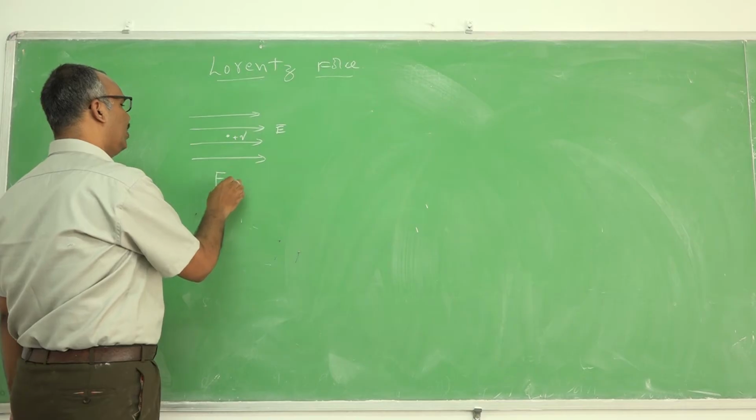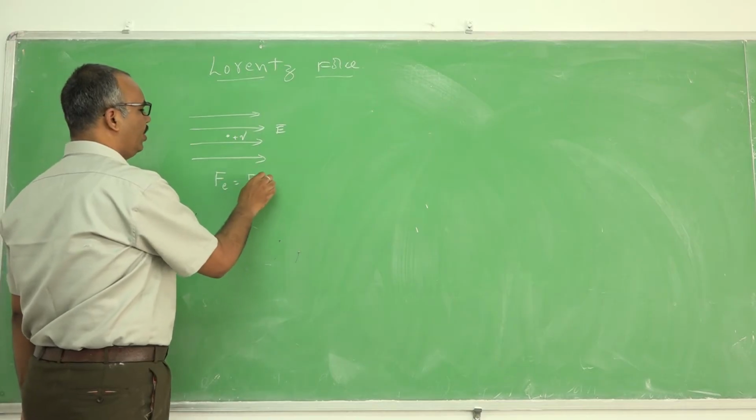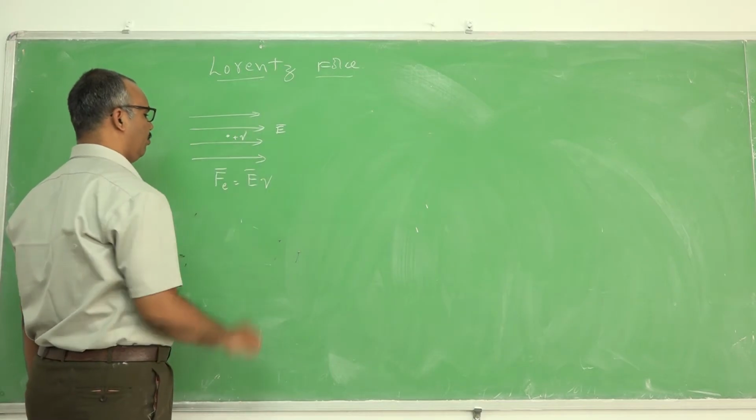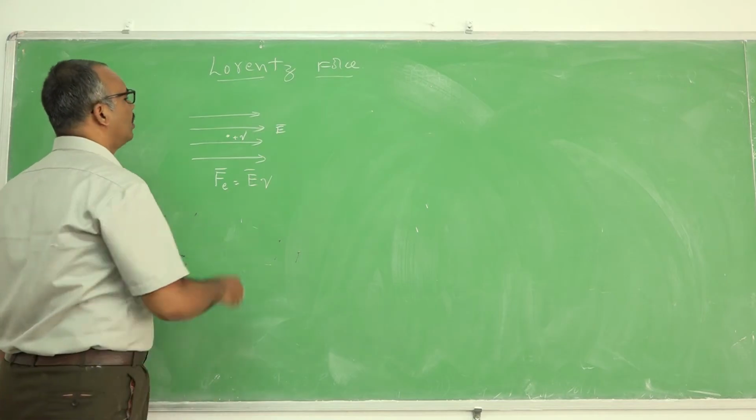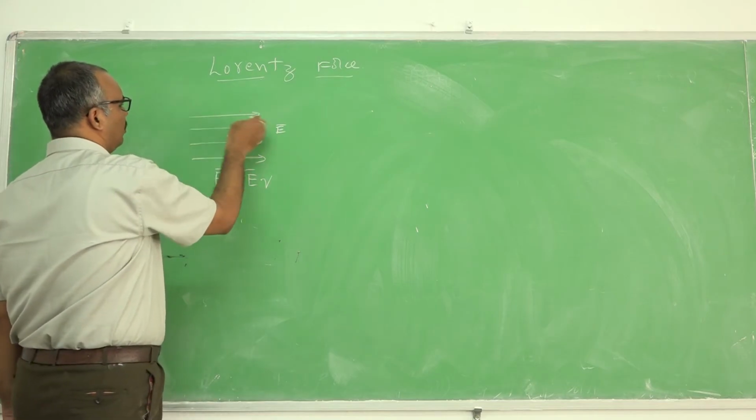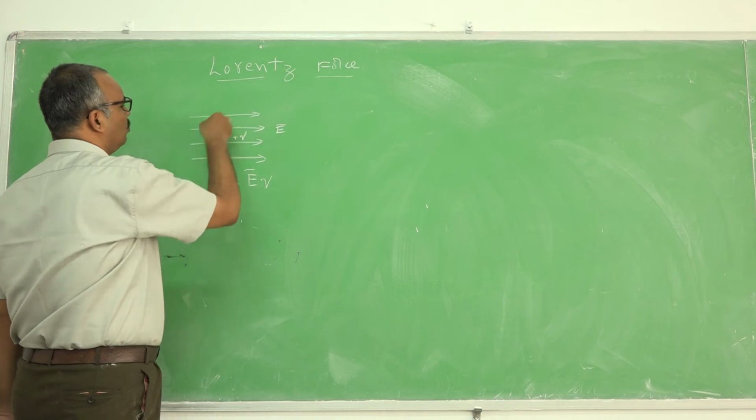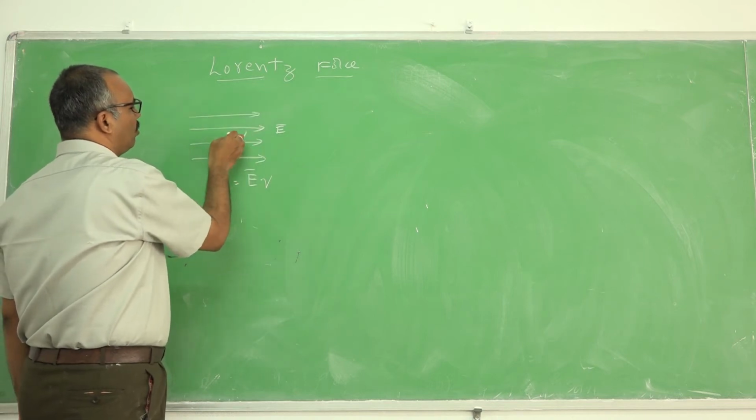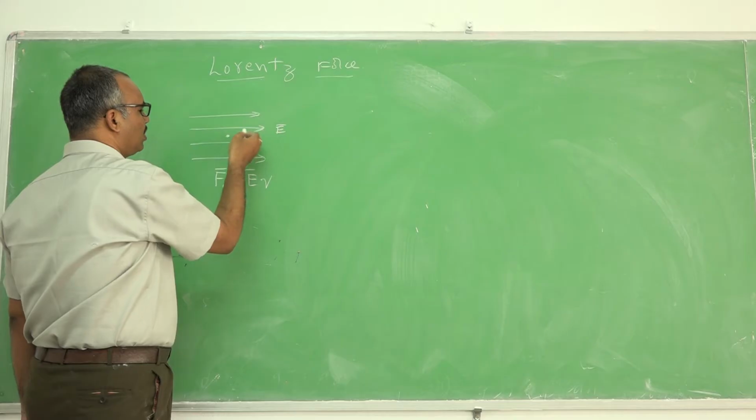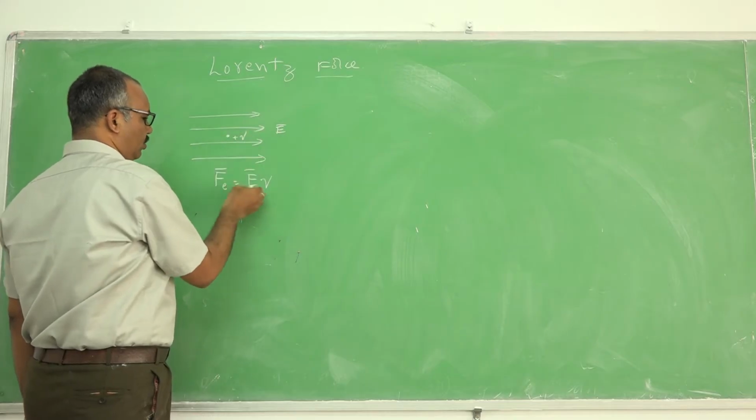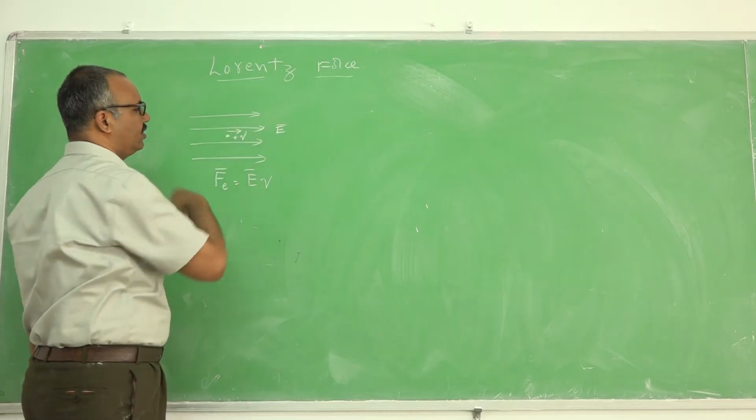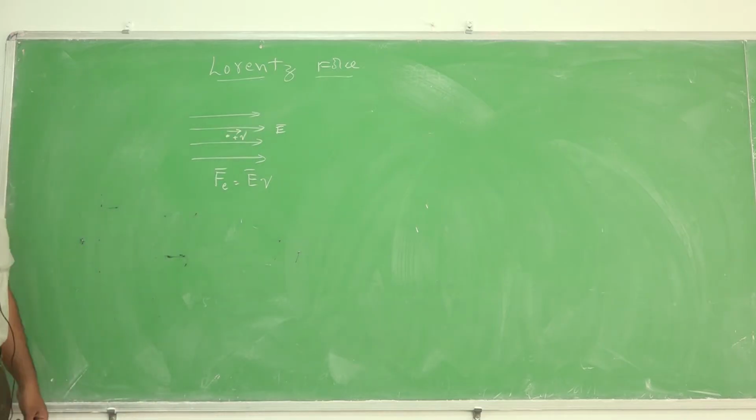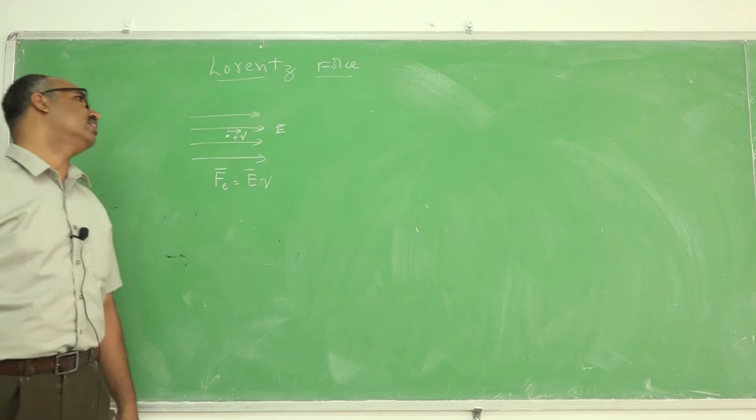if you keep a charge, either plus Q or minus Q, here, this charge experiences a force due to the electric field given by F is equal to EQ. The charge experiences a force because of the electric field. Because the electric field is directed from positive to negative, the positive charge will be repelled by positive or attracted by negative. It experiences a force in the direction of the field. So this charge will try to move in the direction of the field. This is the force experienced by the charge due to the electric field.